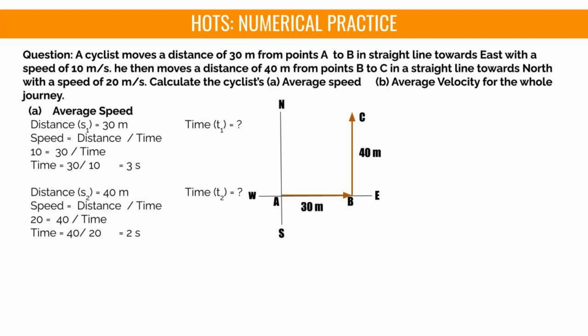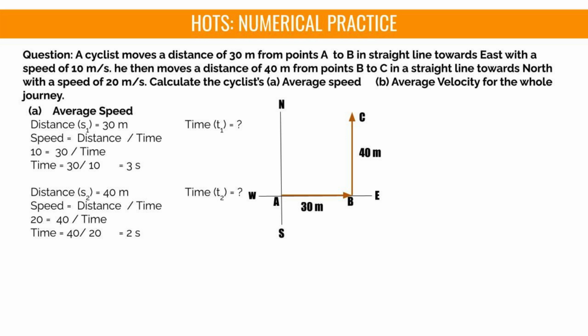Step 1. Find time for first part, A to B. We know, distance equals 30 meters. Speed equals 10 meters per second. Using formula, speed equals distance divided by time. So, time equals distance by speed. Time equals 30 by 10. Time equals 3 seconds.